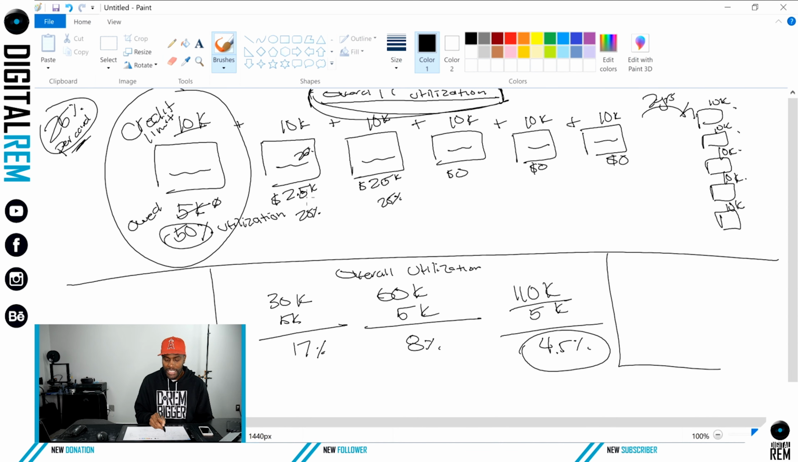If you get a card and continue to put more money on these cards, then you're essentially staying in the same place you're in. You want to calculate this constantly, what your overall utilization is and what your utilization per card is, right?